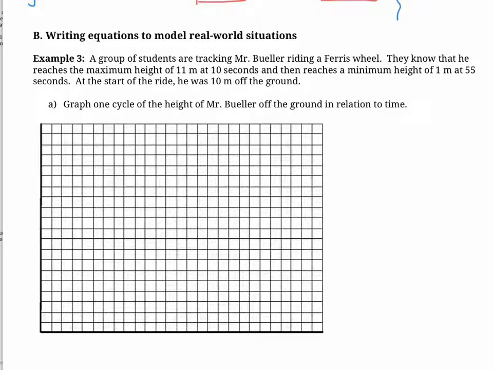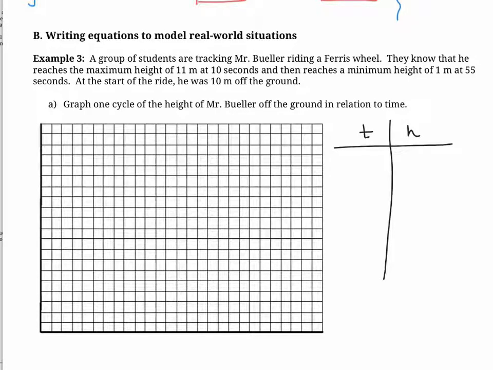So this next question says, a group of students are tracking Mr. Bueller riding a Ferris wheel. They know that he reaches a maximum height of 11 meters at 10 seconds and then reaches a minimum height of 1 meter at 55 seconds. At the start of the ride, he was 10 meters off the ground. So it asks us to graph one cycle of the height of Mr. Bueller off the ground in relation to time.